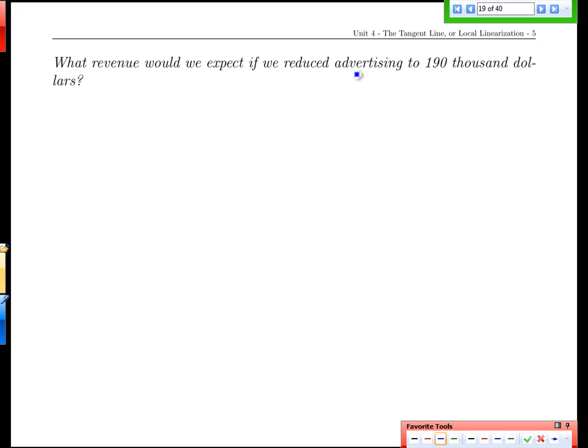The whole point of this exercise is it lets us ask direct questions about new advertising levels. So for example, if we were asked what would happen if we changed our spending to 190. Well, we don't have the function, but we do have the approximation. So actually, that's better yet. We don't know what it's exactly equal to, but it will be approximately equal to something, and that approximately equal will be based on where we are now and the slope.